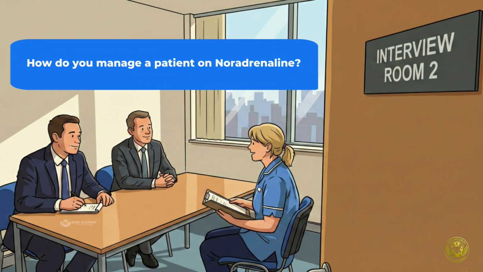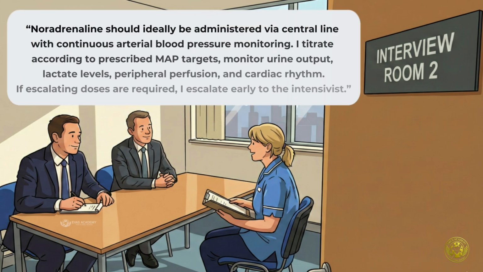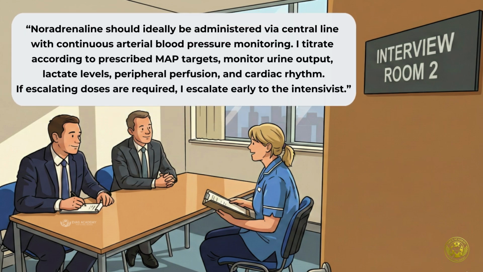How do you manage a patient on noradrenaline? Noradrenaline should ideally be administered via central line with continuous arterial blood pressure monitoring. I titrate according to prescribed MAP targets, monitor urine output, lactate levels, peripheral perfusion, and cardiac rhythm. If escalating doses are required, I escalate early to the intensivist.